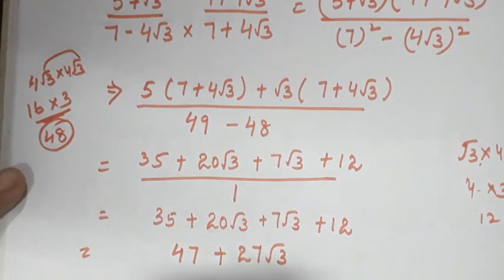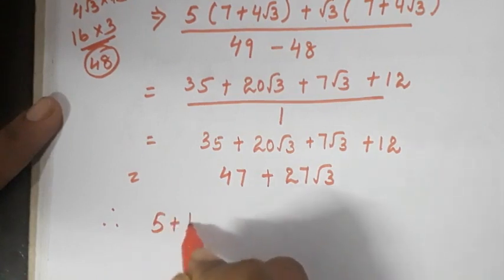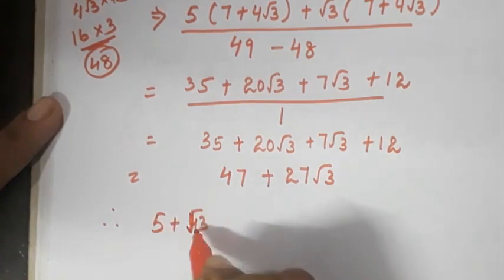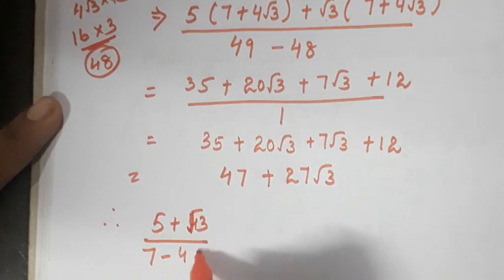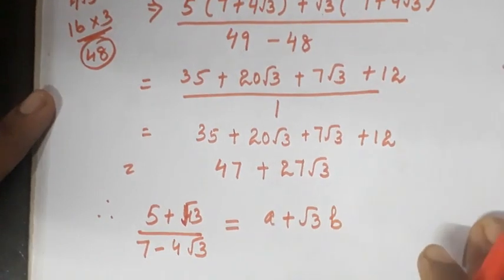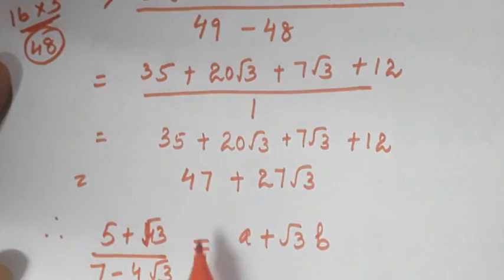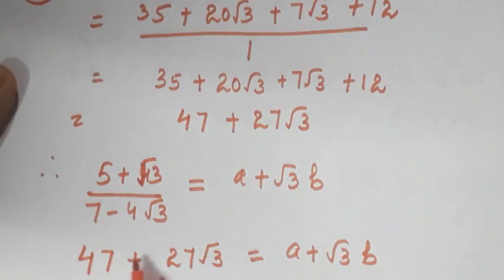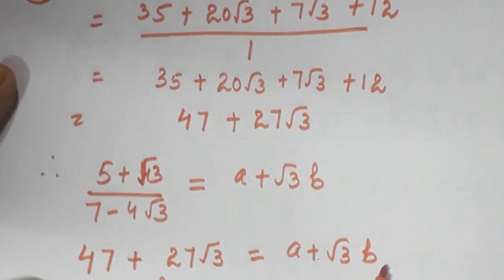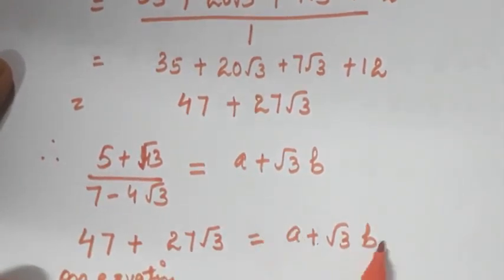Okay, now as we know that 5 plus root 3 upon 7 minus 4 root 3 is equal to a plus root 3 b. It is already given in the question. Now I can replace the value of this with 47 plus 27 root 3. As I wrote here, 47 plus 27 root 3 is equal to a plus root 3 b. Okay, now on equating, I can get the values of a and b.